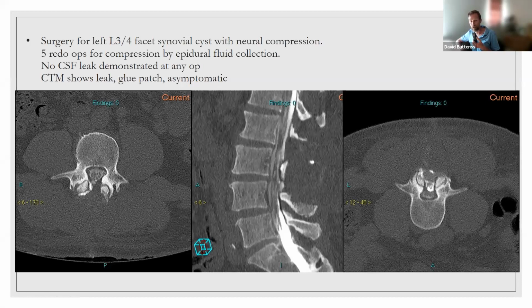Every time they did maneuvers to see if it was a CSF leak or not, or was this just the most rapidly growing seroma that anyone had ever seen? In the end, people were pretty convinced it must be a CSF leak. So we did a myelogram and did demonstrate a little tiny leak. So we put some glue in, and again, he was asymptomatic from 24 hours after treatment and went home thereafter.